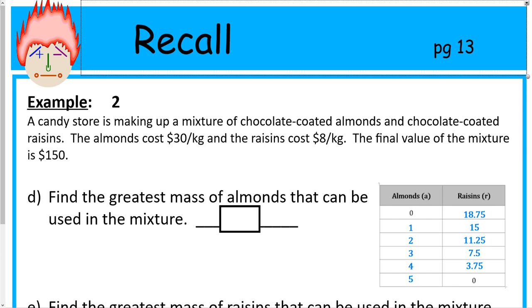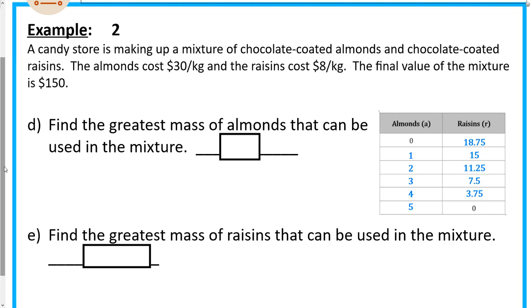All right, question D, find the greatest mass of almonds that can be used in the mixture. So what is the most amount of almonds that we can use? Just look at your values here, and we've got 5, right? That would happen when there are 0 raisins. And then also the greatest mass of raisins that can be used, 18.75, and that will happen when we don't purchase any almonds.